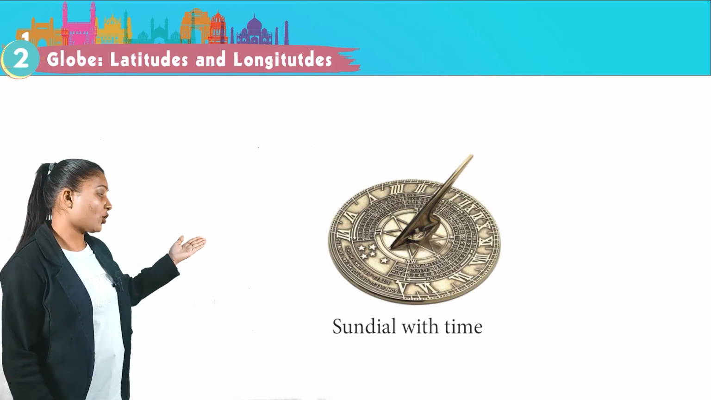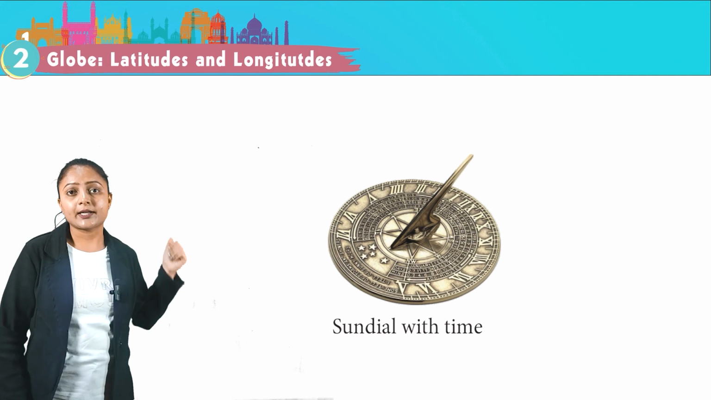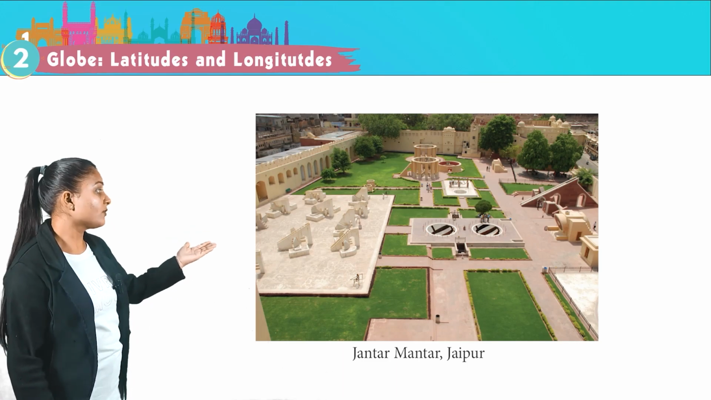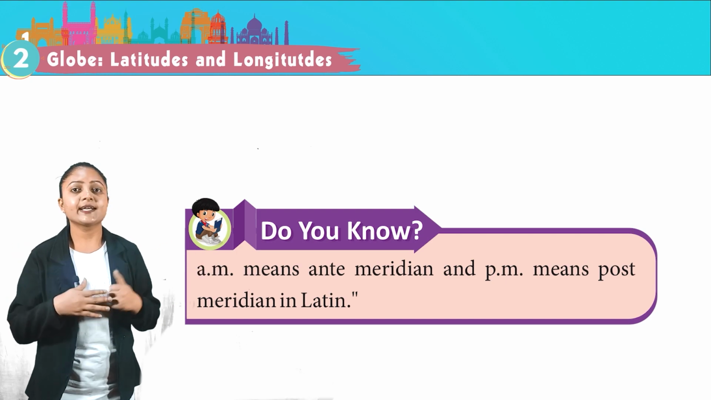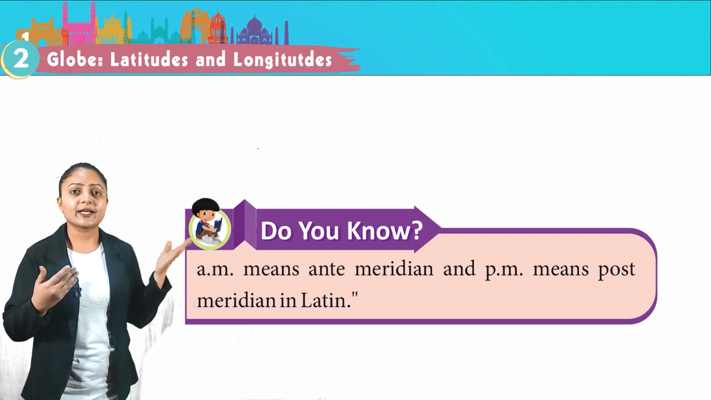This is the image of a sundial with time. And this is the image of Jantar Mantar, Jaipur. Do you know? AM means ante-meridian and PM means post-meridian.